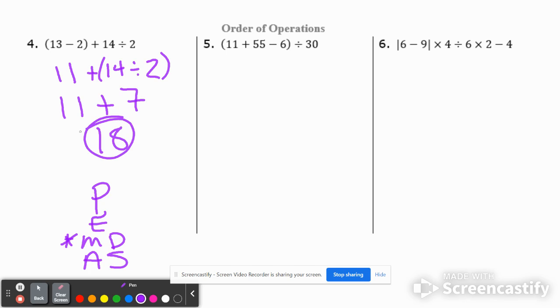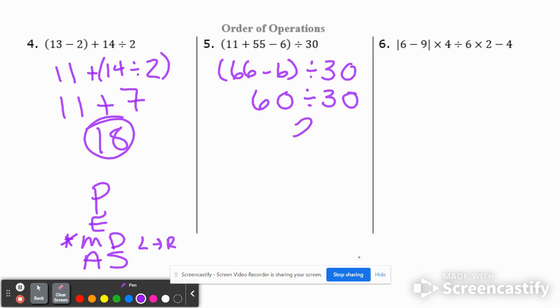Number 5. So we are taking care of everything in the parentheses first. Since it's addition and subtraction, I'm going to go left to right again. So we'll start with the 11 plus 55, which gives us 66. Subtract the 6, divided by 30. So 66 minus 6 gives us 60 divided by 30. We'll get a nice whole number of 2.